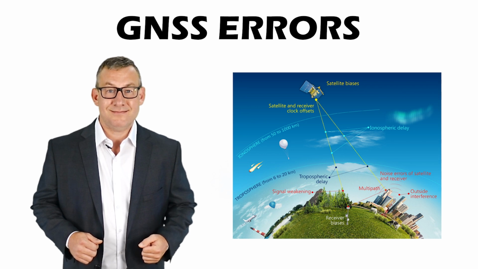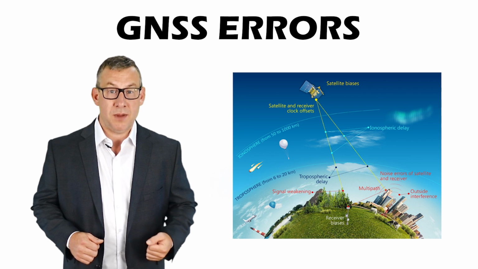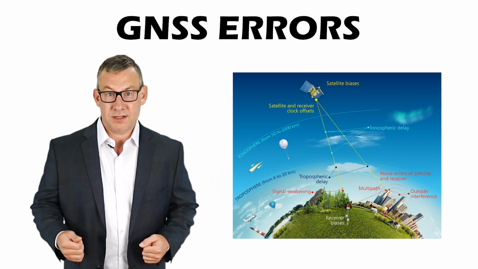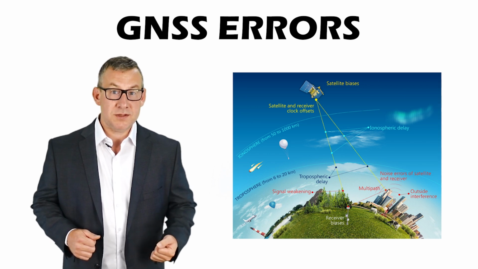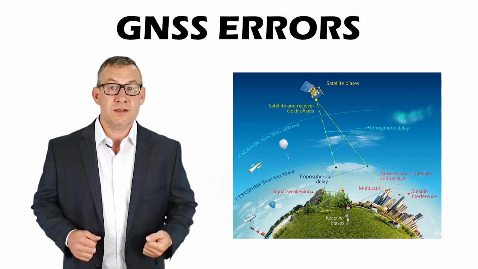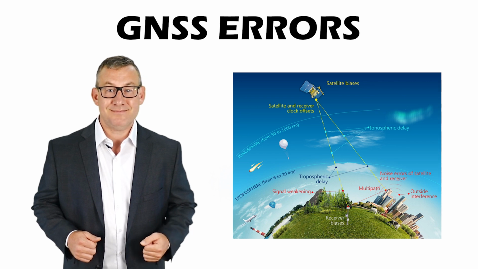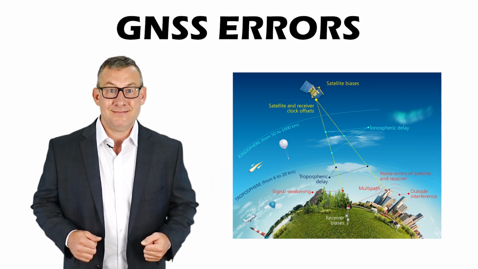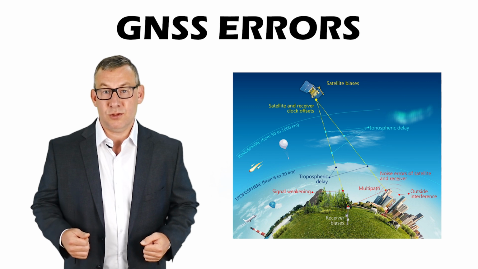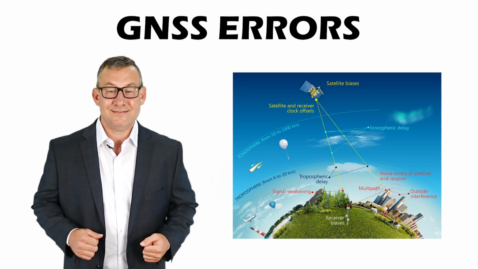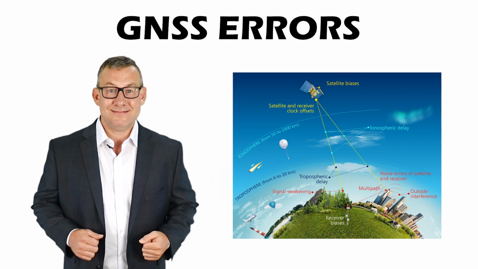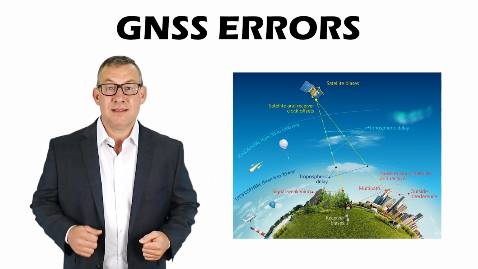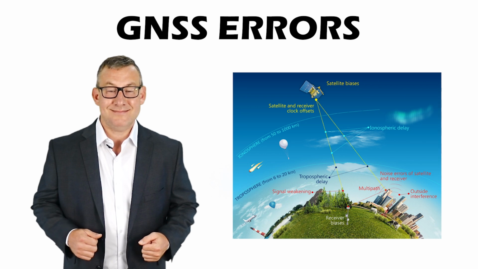GNSS errors. GNSS errors are caused by errors in the satellite position data, errors in the satellite atomic clock or receiver clock time, ionospheric delays in signal transmission, multipath signals, and the satellite orientation.